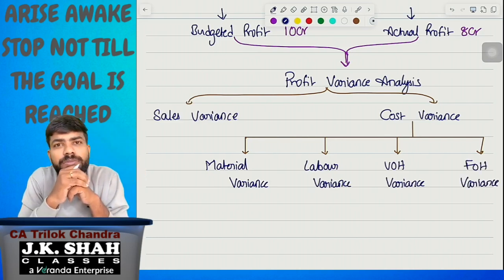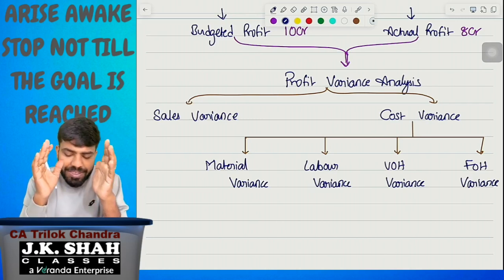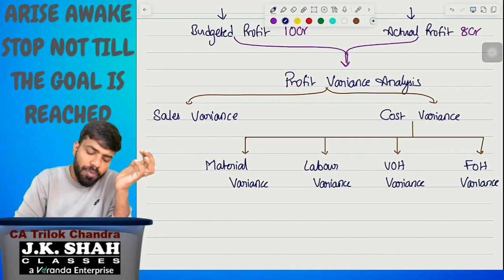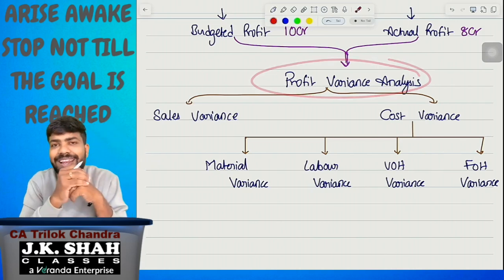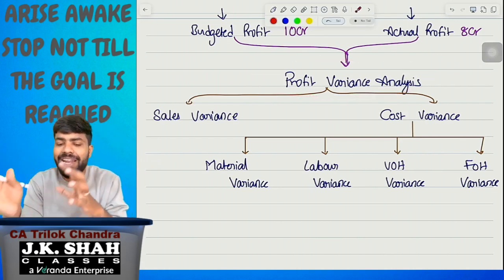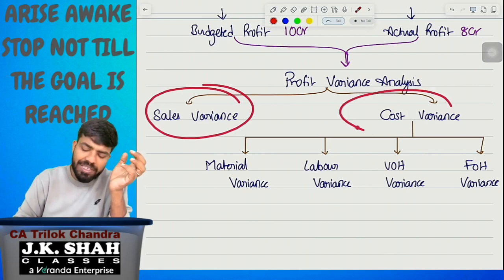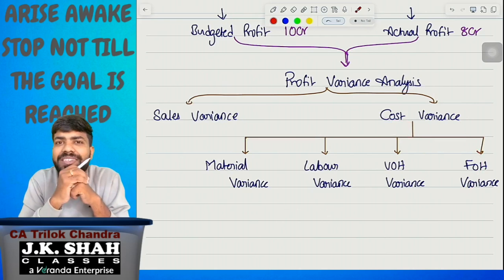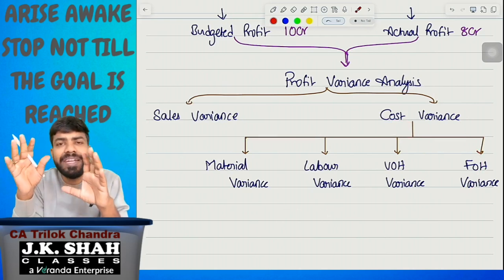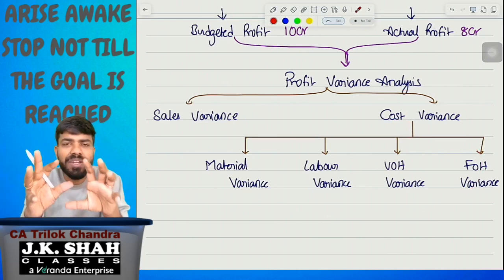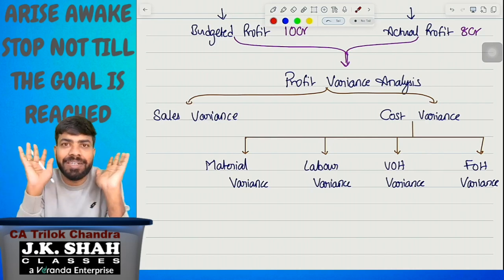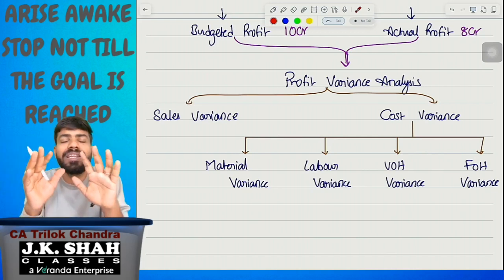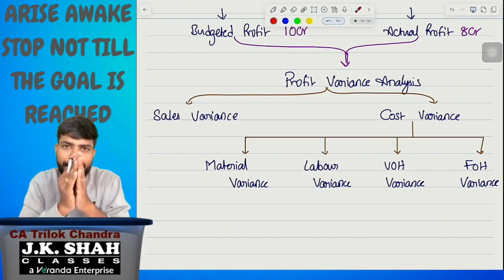All of you clear? Okay, now. So just I'm giving you the overview of the chapter. The overview of the chapter is profit variance analysis. To do the profit variance analysis, we need to calculate sales variance and then cost variance. When I say cost variance, we have to calculate all these four cost variances. When it comes to CA and CMA intermediate, the major focus is on the variance calculation. Analyzing will be done at the final level. As of now, what we need to learn is just variance calculation.